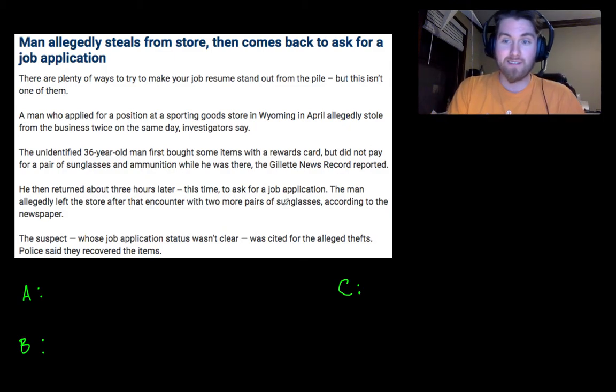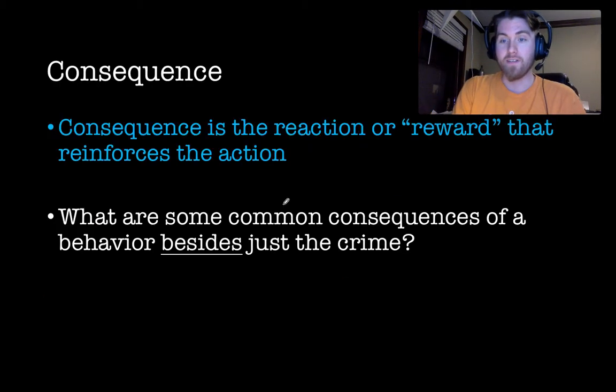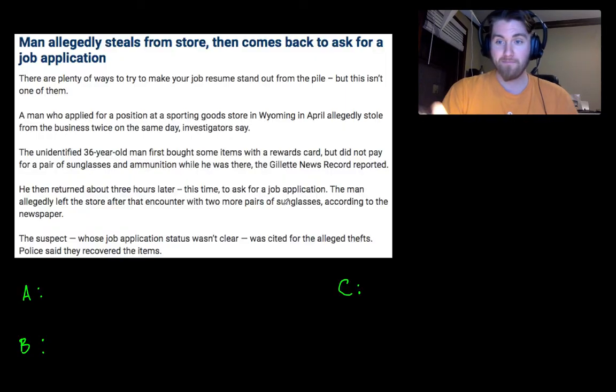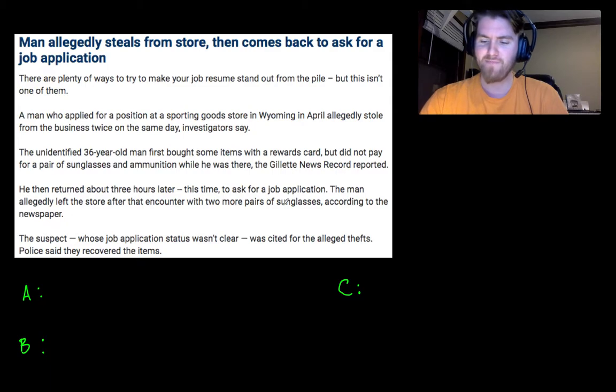So let's talk about just the ABCs for these. First one, again, is antecedent. It's the trigger of unwanted behavior. So think about it. Why in the world would someone want, or be caused to want, to steal some ammunition and 3 pairs of sunglasses?